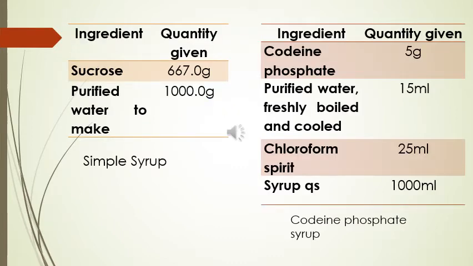Next, we'll take a few examples of syrup. These two examples we have covered in lab also. So we have simple syrup that has only sucrose and water. This is according to IP. Hence, the concentration of sucrose is 66.7% weight by weight. Next example is of codeine phosphate syrup. Formula is given, that is codeine phosphate, purified water, chloroform spirit, and syrup.